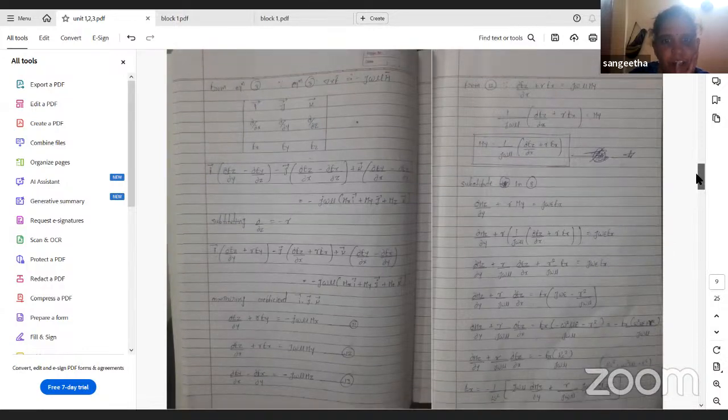Go through this page and see how we got the 11th, 12th, and 13th equations. These 3 equations follow the same procedure that we did previously. Just go through this page.